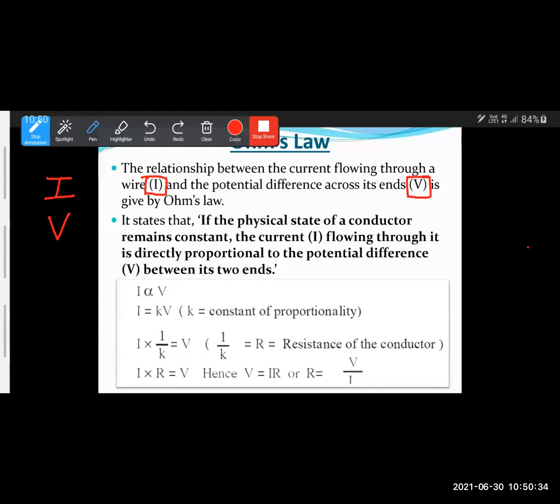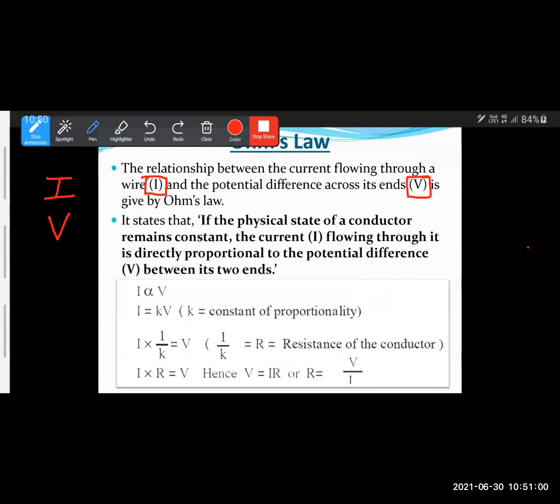Now let us see what the statement says. If the physical state of a conductor remains constant, what does physical state mean? If the wire is a metal, the metal will remain a solid and its temperature will remain constant. So if the physical state of the conductor remains constant, the current I flowing through it is directly proportional to the potential difference V between its two ends.